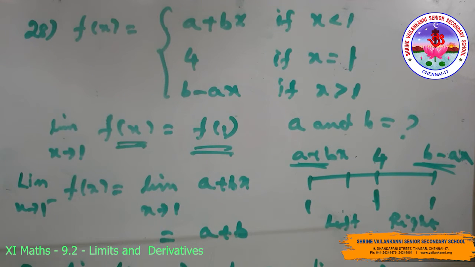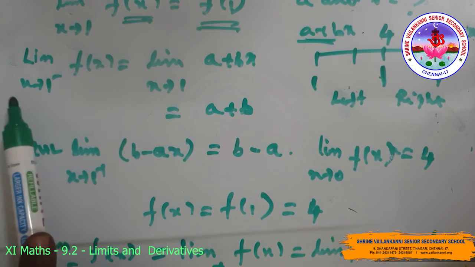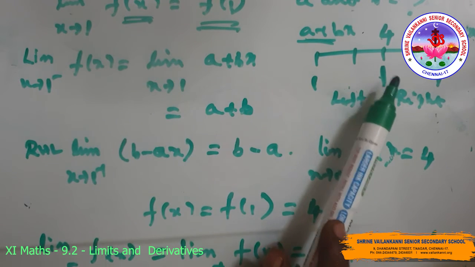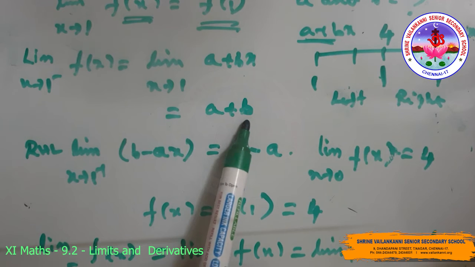So first we have to find left hand limit and right hand limit. If both are equal, then we can say that the limit of f of x exists. It's given that limit f of x equal to f of 1. We have to find the possible values of a and b. Left hand limit x tends to 1 minus f of x, which is equal to, to the left of 1 we have a plus bx. Put x equal to 1 so that we have a plus b.